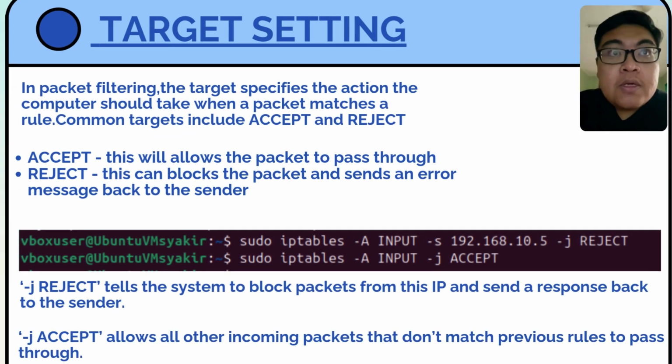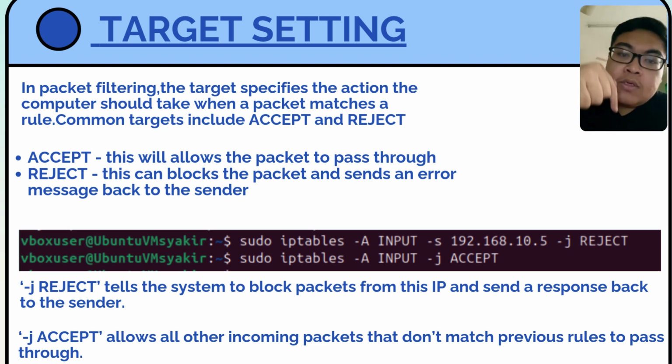Target setting. In packet filtering, the target specifies the action the computer should take when a packet matches a rule. Common targets include accept and reject. Accept allows the packet to pass through. Reject blocks the packet and sends an error message to the sender.